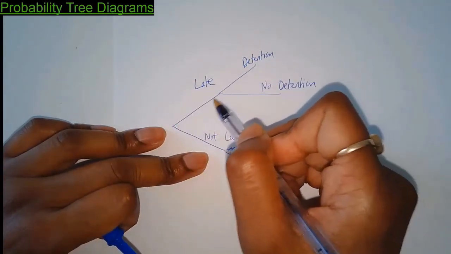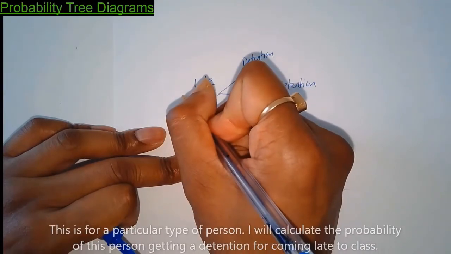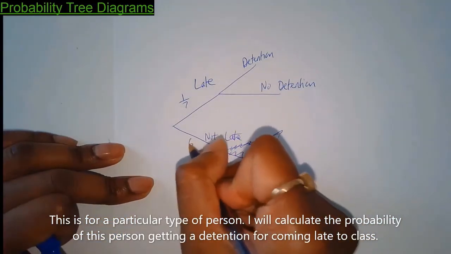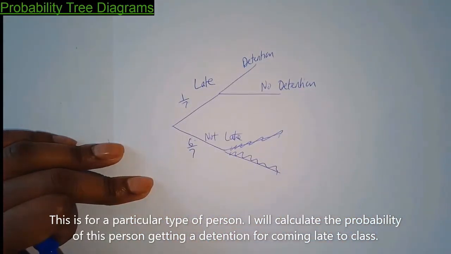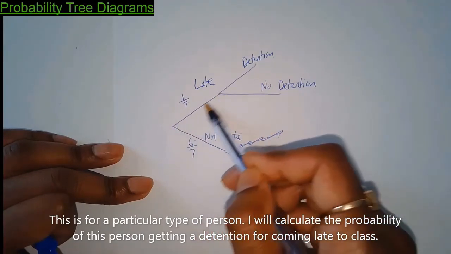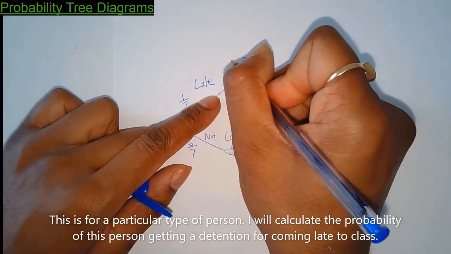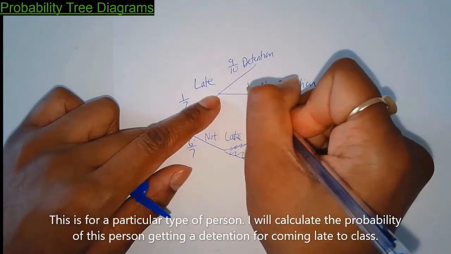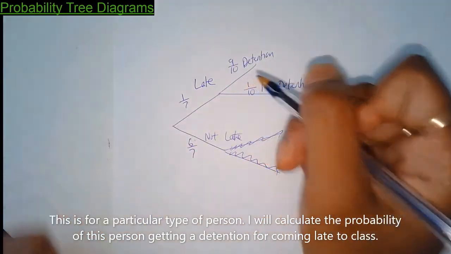Let's put a figure to this. Let's say the probability of coming in late for a person is 1/7. So what's not late going to be? It's going to be 6/7 because 1/7 plus 6/7 makes 1 whole. 1 plus 6 makes 7, same as the denominator. Right, let's go along here. If somebody does come in late, it's very likely that they're going to get detention. We'll call that 9/10. No detention, because that's 9/10, this one will have to be 1/10 because that makes 1 whole.